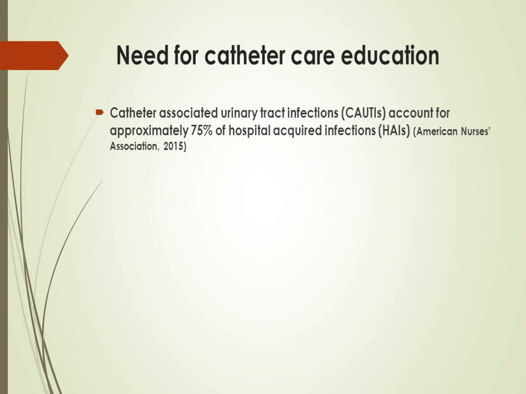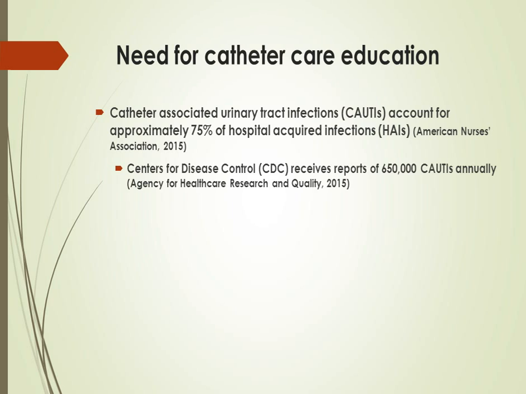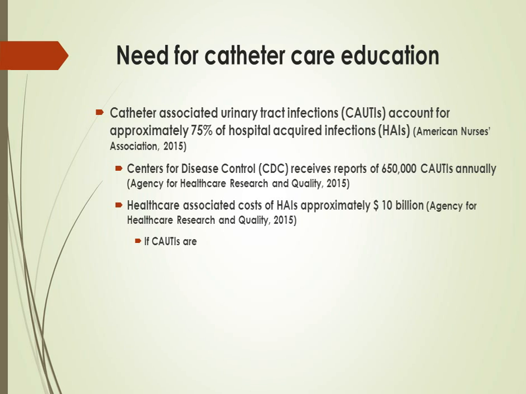According to statistics from various government and national organizations, catheter-associated urinary tract infections, or CAUTIs, are a serious healthcare problem in the United States. The CDC receives reports of over 500,000 CAUTIs every year. The healthcare-associated cost of treating CAUTIs is approximately $7.5 billion. Not to mention that treatment of CAUTIs also increases patients' length of stay, may increase risk for other health complications, and leads to decreased patient satisfaction.